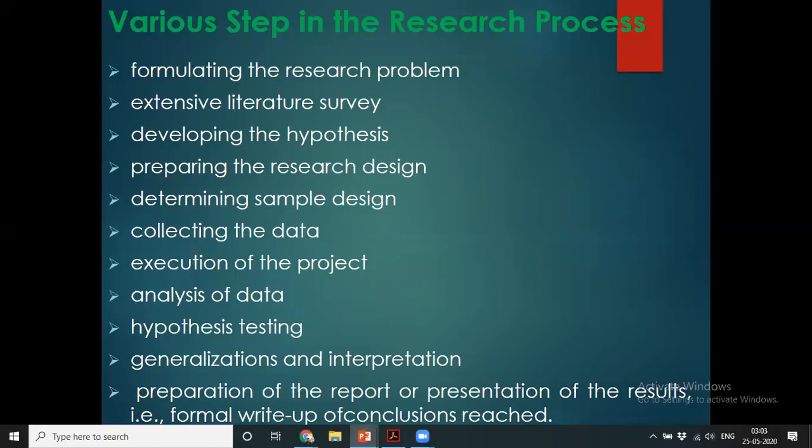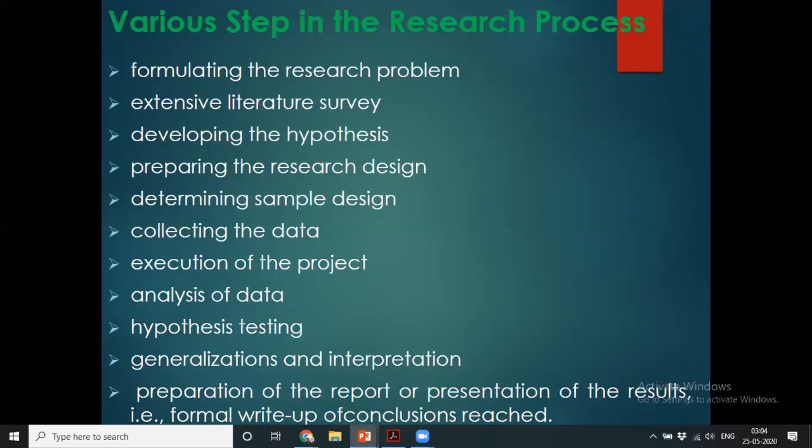Then extensive literature survey. Extensive literature survey means the area of interest for which you have decided your topic. Then over that you have to read and review a lot of literature. If you are choosing a particular topic, you have to find out the number of people who are working in that particular topic, and you have to follow their research work. Then only you can find out the research gap. Then on the basis of the research gap, you have to select the research topic.